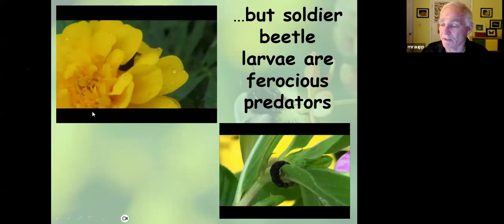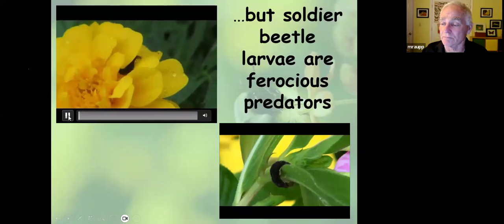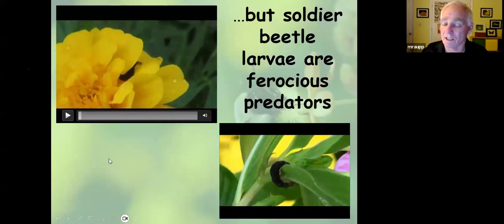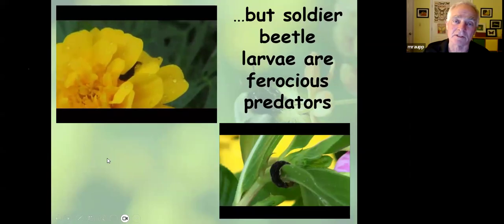Is it the margined leatherwing? Well, that could be the other name for it, I guess. The other common names for these guys are leatherwings or soldier beetles, same thing.